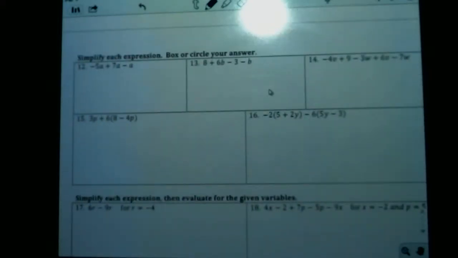Alright, simplify each expression. This is where we collect our like terms. On this one, it's very simple. We have a minus 5a, a plus 7a, and a minus 1a. So all we have to do is add the coefficients. Negative 5 plus 7 is 2. And then we're going to do the minus 1, and we get 1. So our final answer is 1a, which is just a.